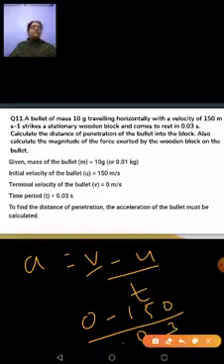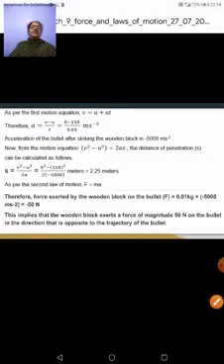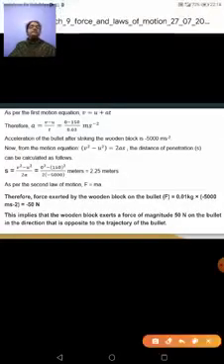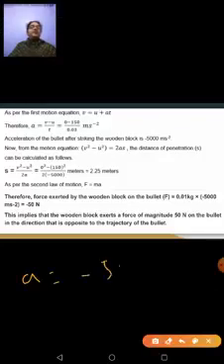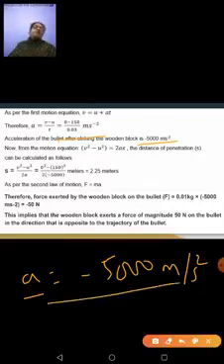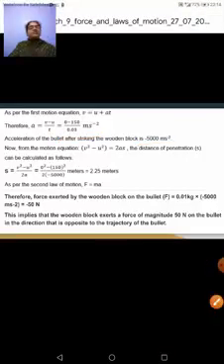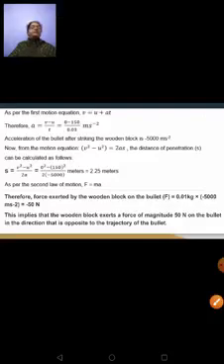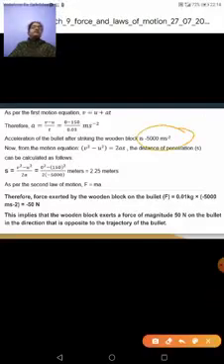So when we do this, we get the value of a as minus 5000 meter per second square, because acceleration, its unit is meter per second square. See, 0 minus 150 upon 0.03 will give you minus 5000 meter per second square. So we have got the value of a as minus 5000 meter per second square. Now we have to calculate distance. You remember the value of a as minus 5000 meter per second square.